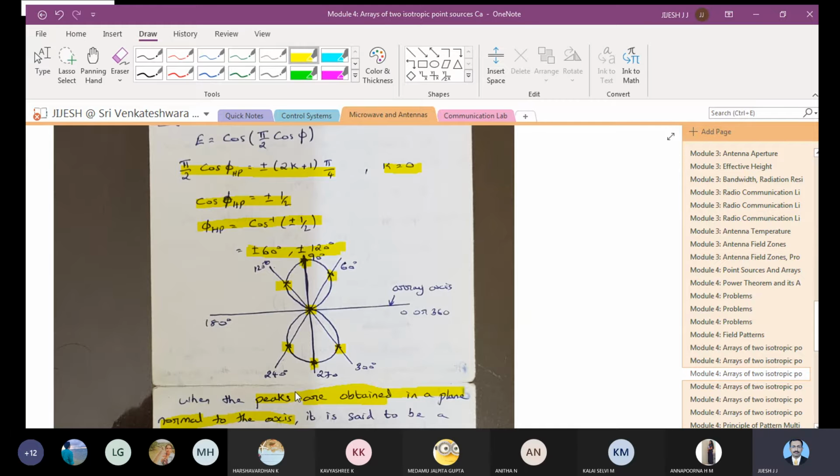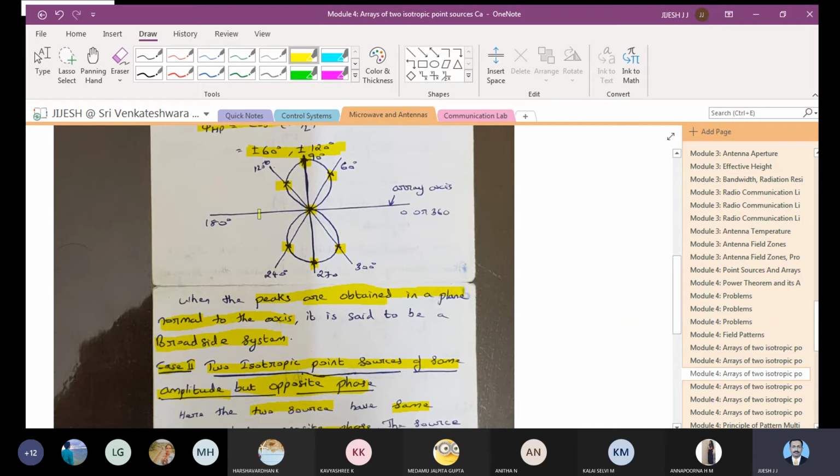So you can plot it in this way. What you get here is the entire plot. This plot is called a broadside system. So similarly, now you can think of going with two isotropic point sources of same amplitude but opposite phase.